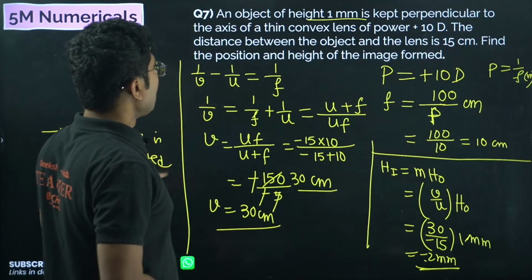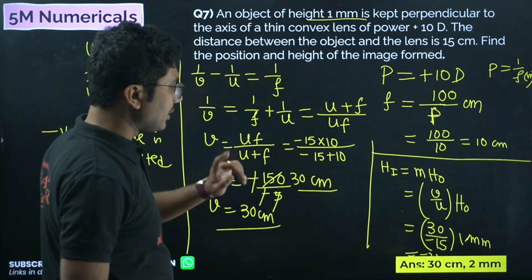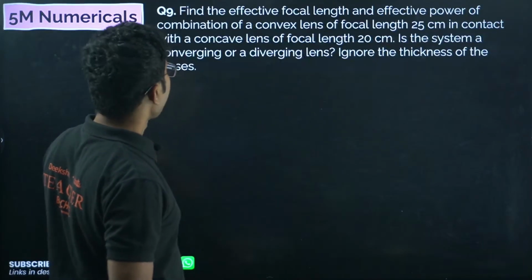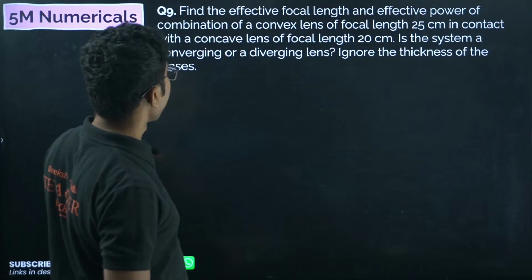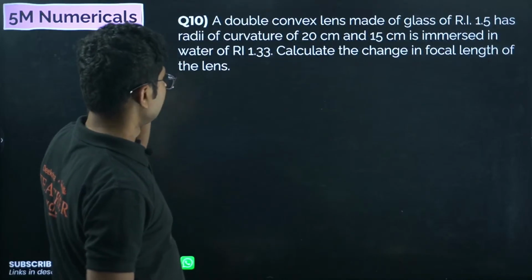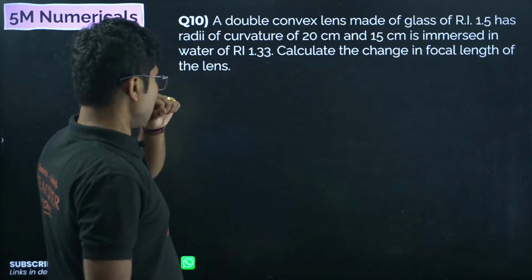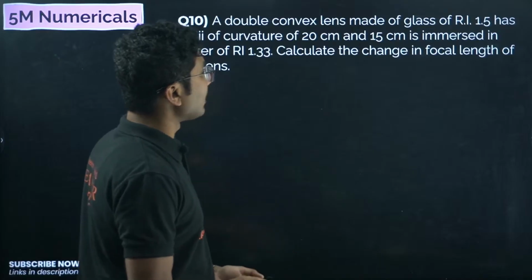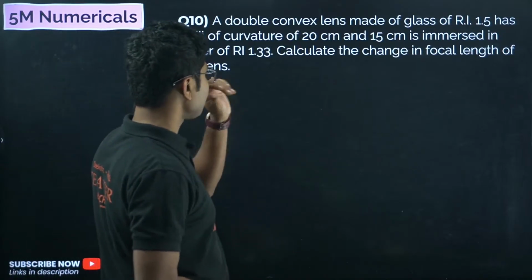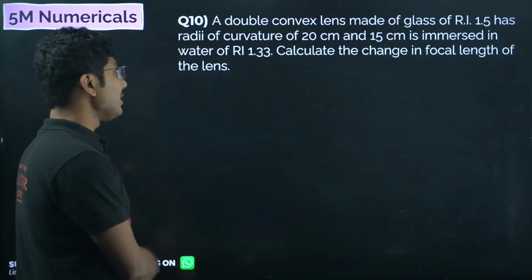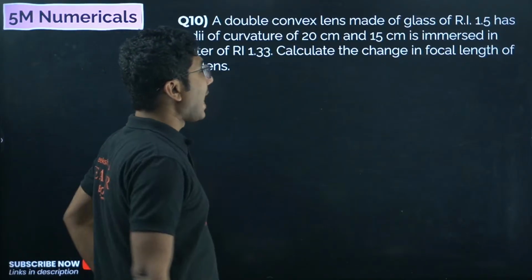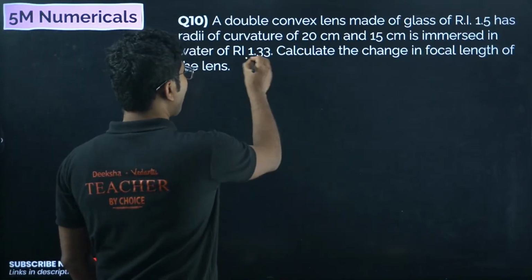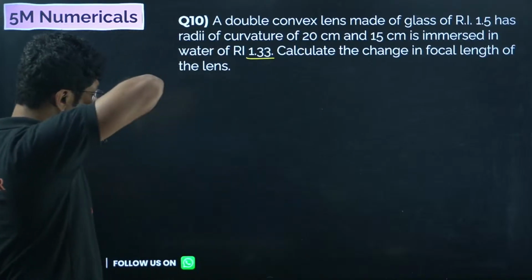Right. Now one more question I will be solving. A double convex lens made of glass of refractive index 1.5 has radii of curvature of 20 centimeter and 15 centimeter and is immersed in water of refractive index 1.33. Calculate the change in the focal length of the lens.